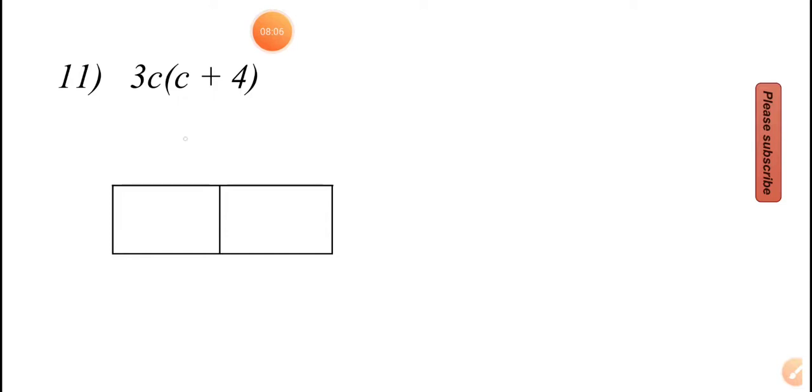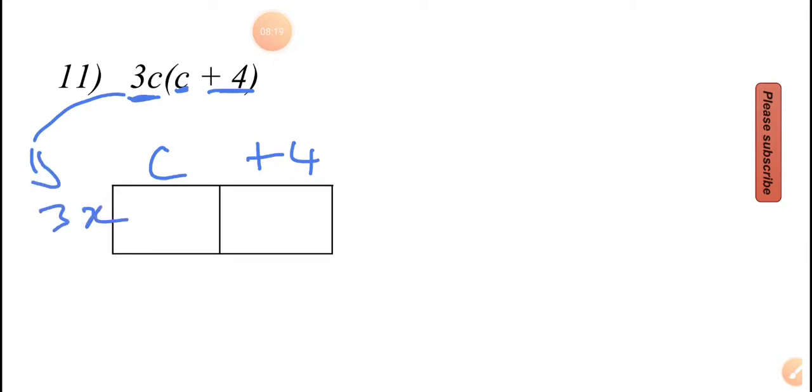So it's question 11. Because I can see a c here, I write that there. I can see plus 4, so that goes there. And I can see the 3c outside the bracket, which will just go here. Write it as 3c. So what goes inside this box here? It will be 3c times c, which is 3c squared.